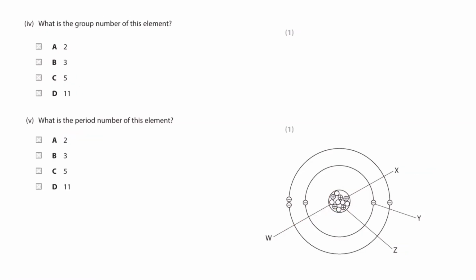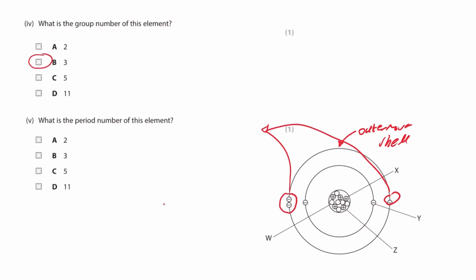What is the group number of this element? Remember, the group number of an element is equal to the number of electrons you can find in the outermost shell. This is the outermost shell, or outermost energy level. In the outermost energy level, we can have 2 and another one, 3 electrons there. That's equal to the group number of the element. So since we have 3 electrons in the outermost shell, the group number of this element is group 3. So the answer for question number 4 is B, which is group 3.